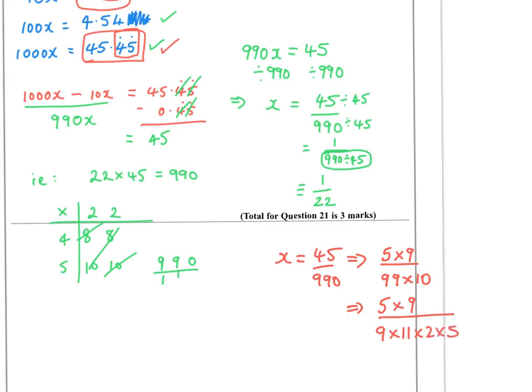And then look for things that cancel. And then look, these cancel to give 1. These cancel to give 1. So what you're left with is 1 over 22. So that's how I would approach that particular question.